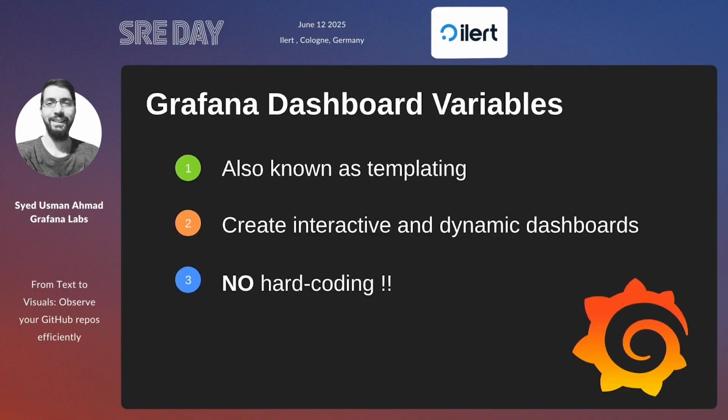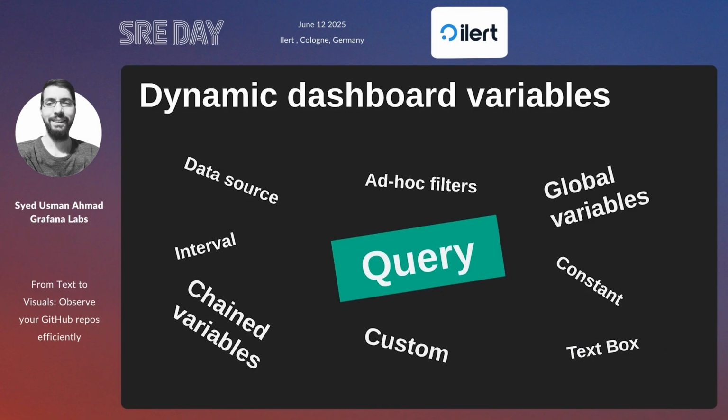For that, you can use dashboard variables. In Grafana, it is also known as templating. And basically, it is a way that you create dynamic dashboards without doing any kind of hard coding. What does it mean? We will take a look after this.